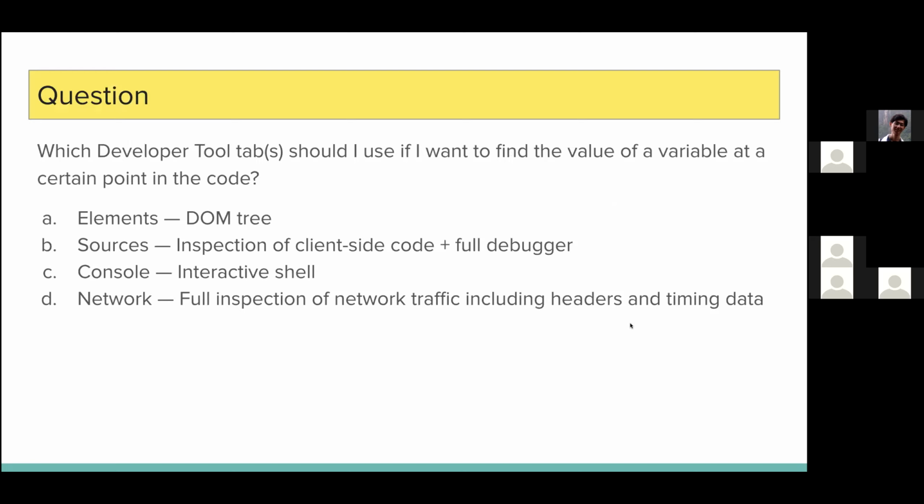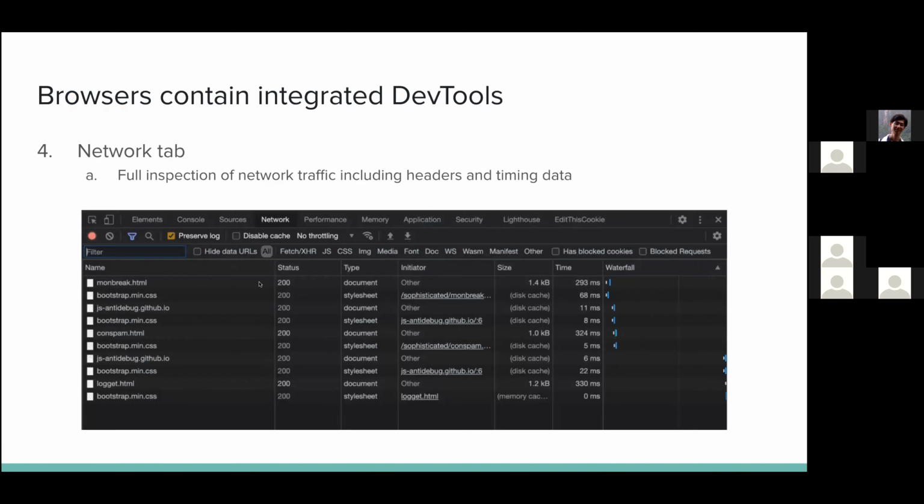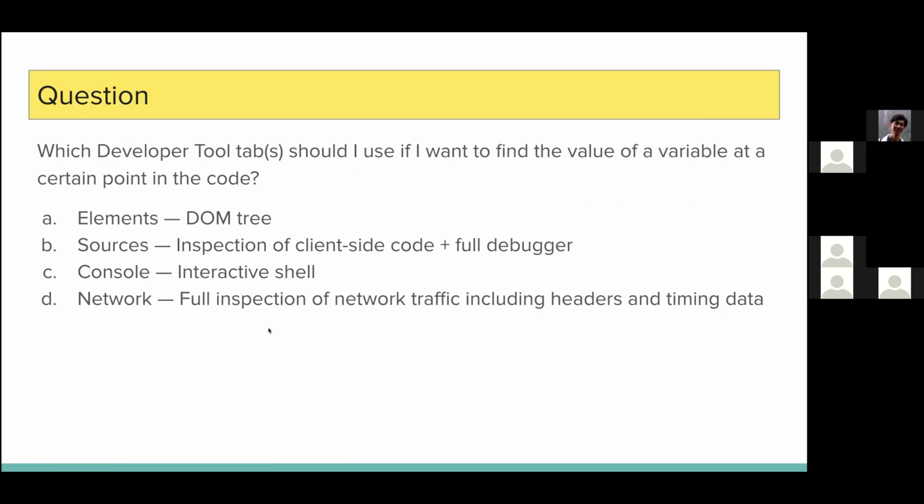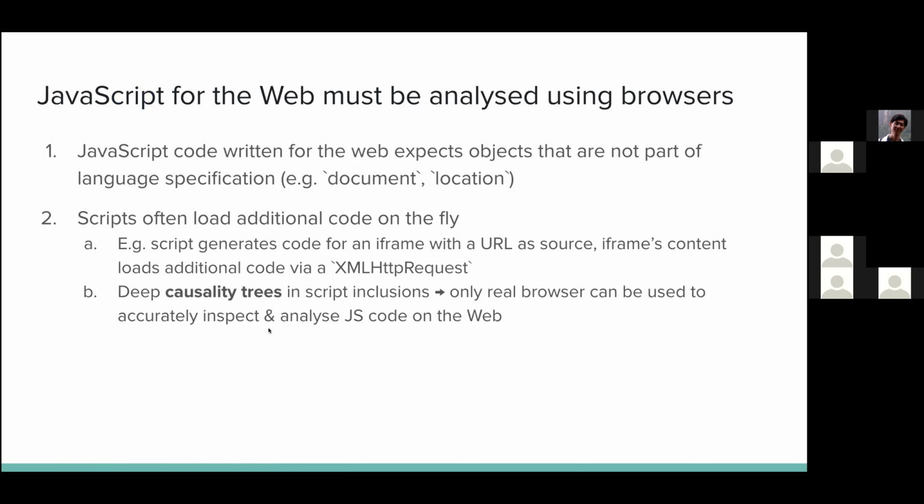Is it B, where you can set up breakpoints? Actually, it's B and C, because in the console tab, you can also set a breakpoint and then analyze the scope, analyze code. So it's not a single choice, it's multiple choice.